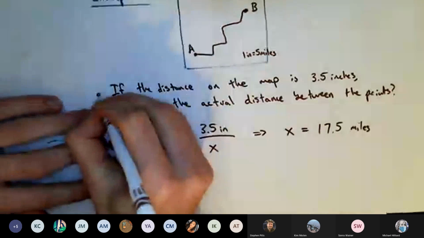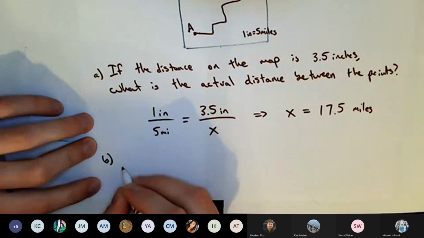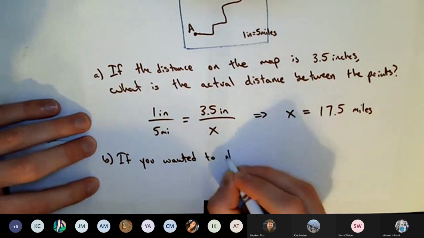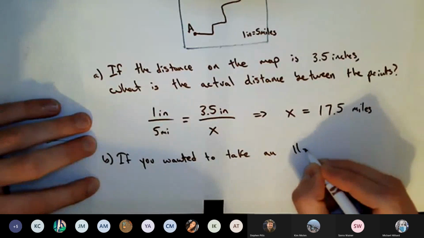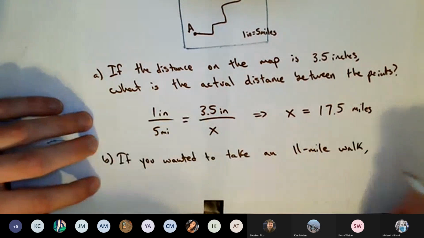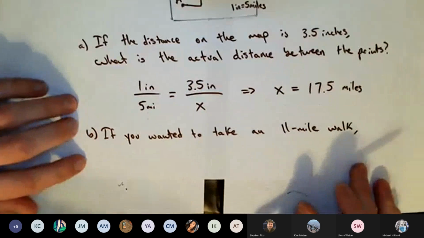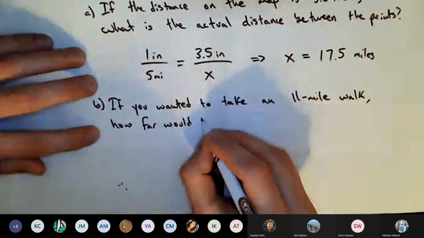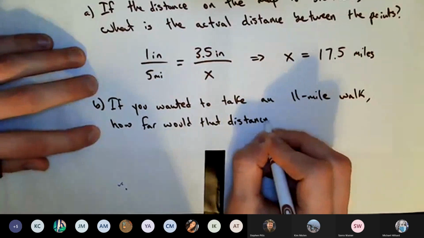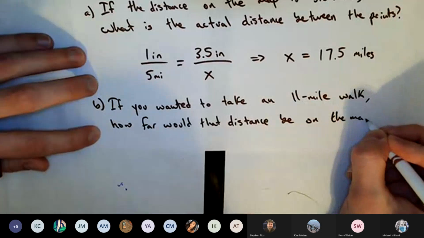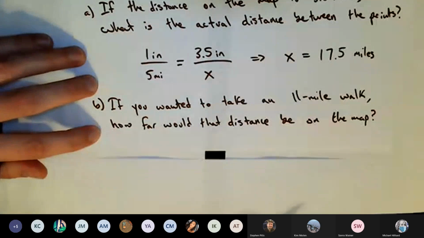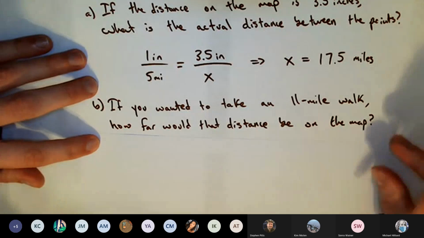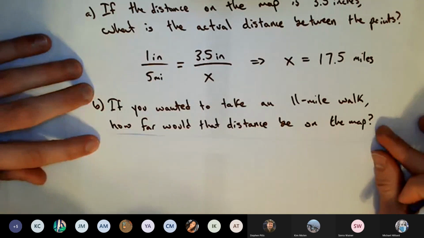Let's call this part A. Let's do a problem kind of going backwards. Let's say you wanted to take an 11-mile walk. How far would that distance be on the map? Okay, so in inches, right? In inches, how far would that distance be on the map?